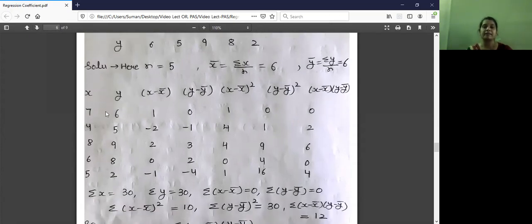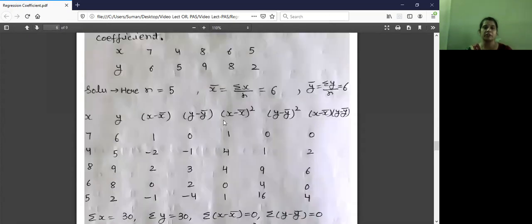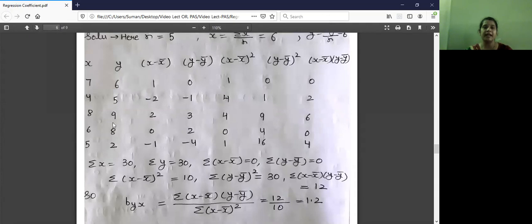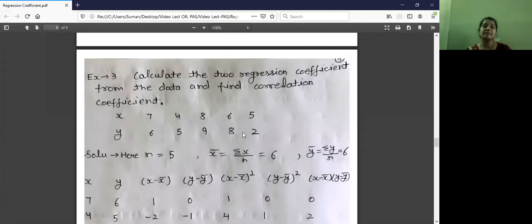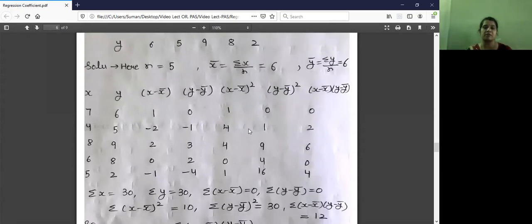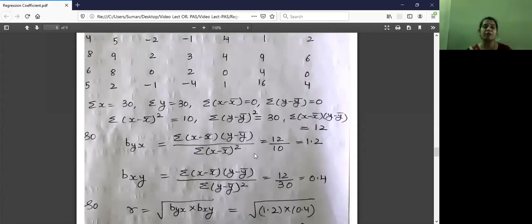Next, we map the table. So we write here the value of x given according to your question, and here we write the value of y. So first we find the regression coefficient of y on x and x on y both. So here we write the formula. First we write the formula. What is the formula? The formula is byx is equal to summation x minus x bar into y minus y bar divided by what?